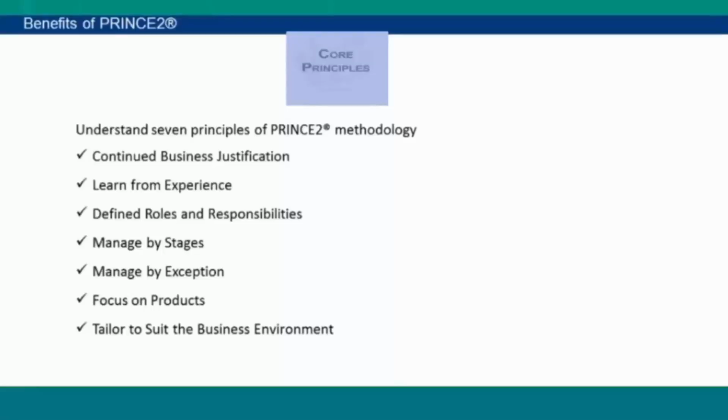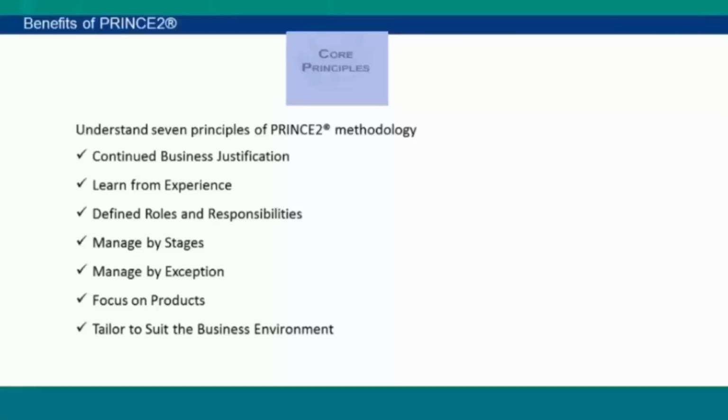And principles, I told you, a simple definition is some ground rules we have, some guidelines we have. Okay, so we need to follow those guidelines. So according to PRINCE2, these are the seven guidelines. These are the seven ground rules or principles. Okay, first we have the continued business justification.